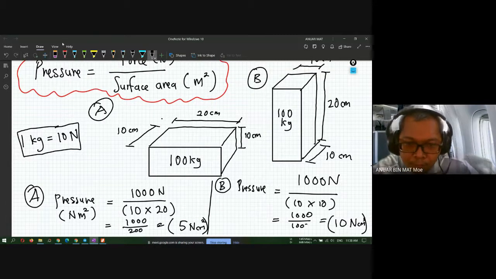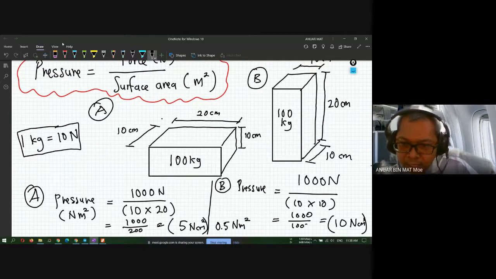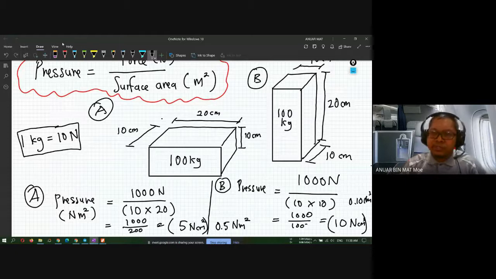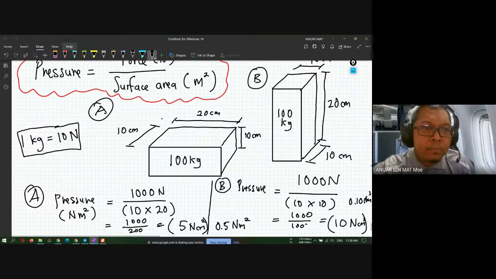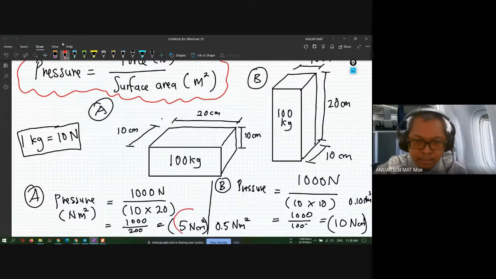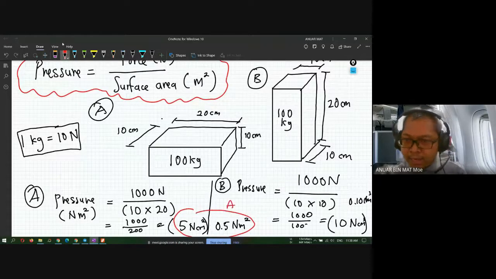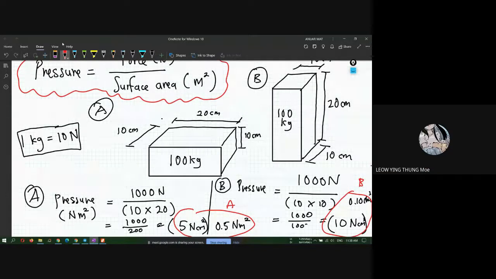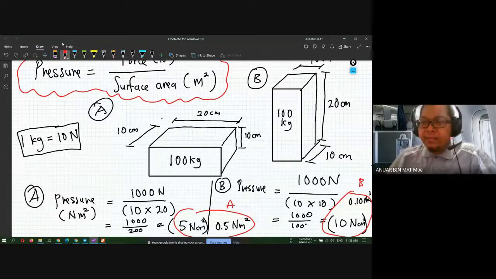Okay. Or 0.5 Newton meter square. And then this is 0.10 Newton meter square. So which one has the highest pressure? B or A? This is for A and then this is for B. Which has the highest pressure? A or B? B has the highest pressure.